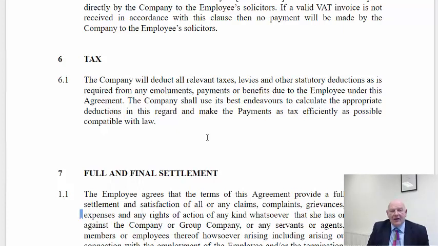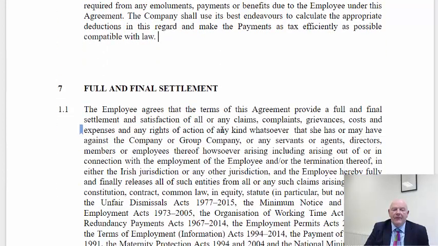Sometimes these agreements will ask the employee to indemnify the employer against any taxation arising after the agreement. That is why it's crucial to get tax advice, particularly if there's a significant amount of money involved, and that's why you'll always see a statement like this one here. The employer will make the payments as tax efficiently as possible, compatible with law. That's all very well, but if you're doing a deal and you're an employee, you need to know what you're getting net, and you should certainly clarify that.